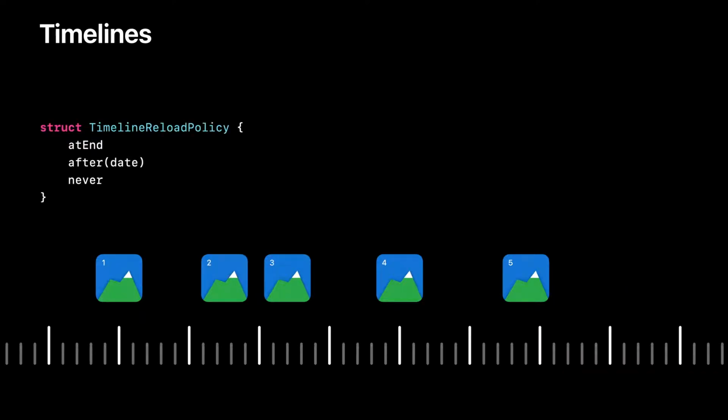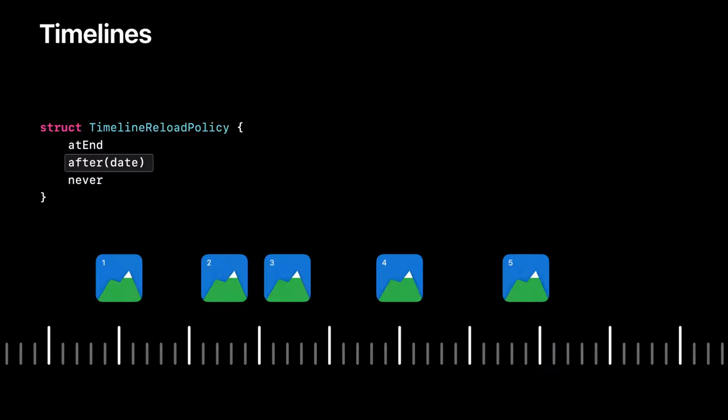The answer is that we pick a timeline reload policy. The first one, at end, tells WidgetKit that when the last entry of a timeline is displayed, to start scheduling an update. When that update happens, our timeline method will be called again, allowing us to return more entries. Similarly, after tells WidgetKit to start scheduling an update at the date provided. Let's say we passed in an after date of 10 p.m. Then, WidgetKit will schedule an update for 10 p.m. regardless of how far in the future or past other entries in the timeline are.